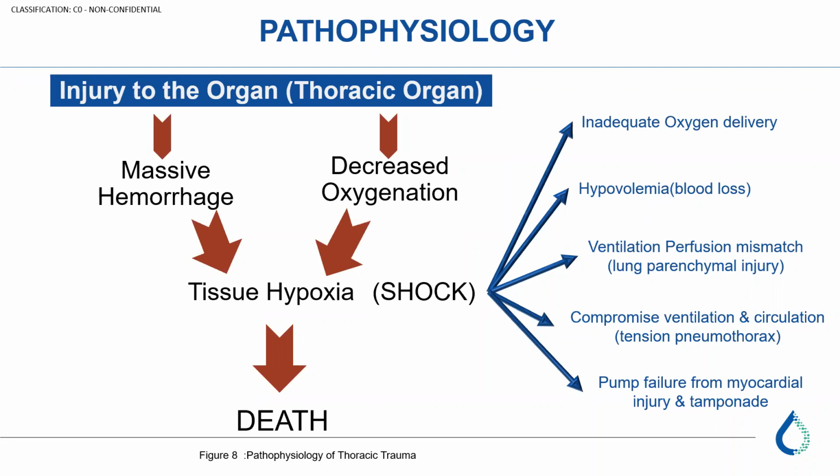Number 3, there will be a ventilation perfusion mismatch, wherein there will be injury to the lung parenchyma. And number 4, there will be compromised ventilation and circulation because of the tension pneumothorax. And number 5, there will be a pump failure from myocardial injury and tamponade. So these are the causes of tissue hypoxia in shock.